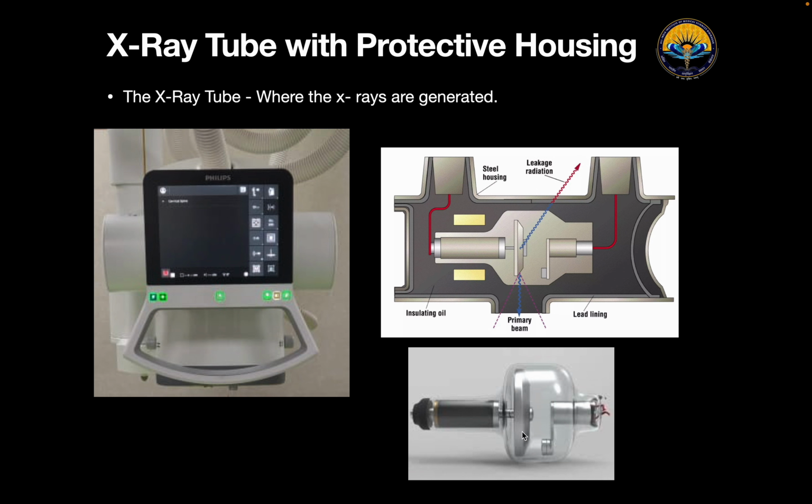So our X-ray tube basically will have four components. We will have a protective housing or protective outer shell like this. We will have a glass tube, and this glass tube will contain a cathode and an anode.